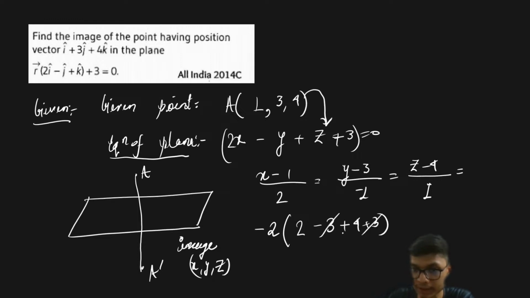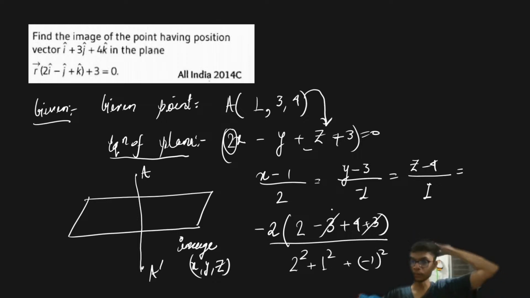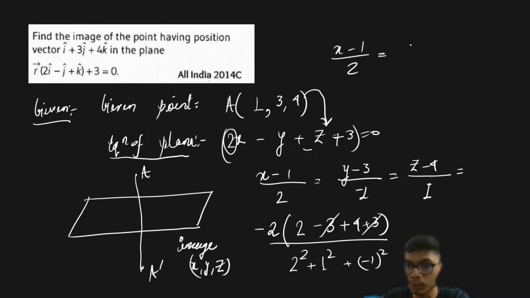So minus 3 plus 3 get cancelled and you are going to get 6, divided by the sum of the squares of the direction ratios of the normal vector. You know that 2, minus 1 and 1 are the direction ratios. So this is going to be 2 square plus 1 square plus minus 1 square, right? So if you solve for these 3 individual ratios, we are going to get the image. So x minus 1 upon 2 is equal to minus 6 divided by 6, that is going to be minus 1. So from here I get x equals minus 1.